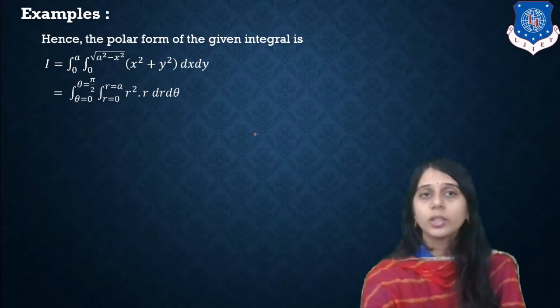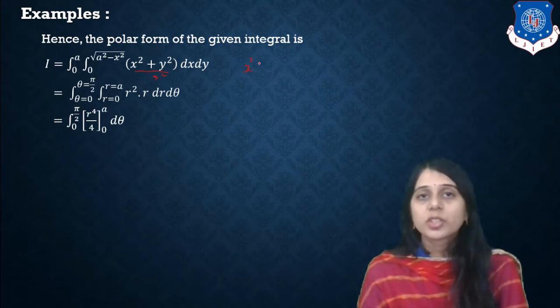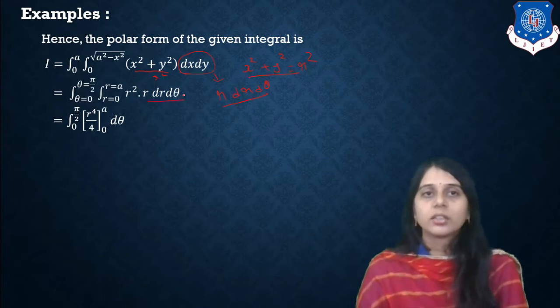The polar form of the given integral is theta equal to 0 to pi by 2, r from 0 to a, r square into r. Why r square into r? What is x square plus y square? X square plus y square is r square. So it is r square. And what is dx dy? It is replaced by r dr d theta. So it is r square into r dr d theta.